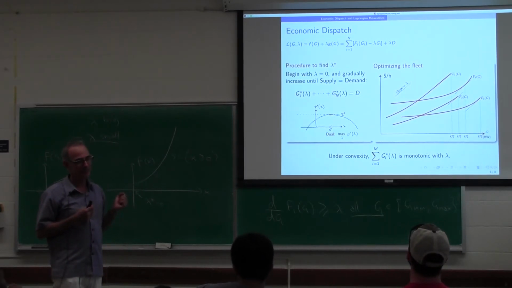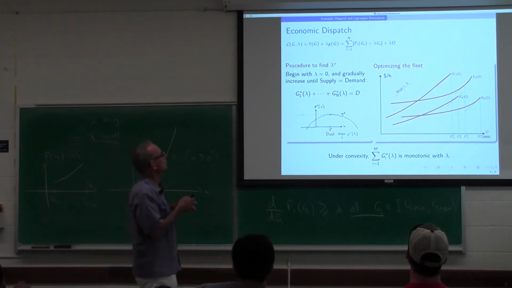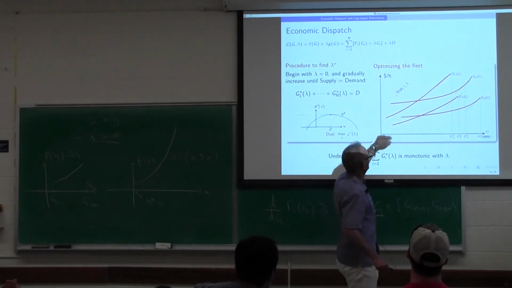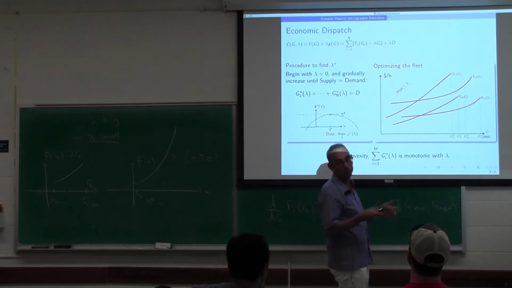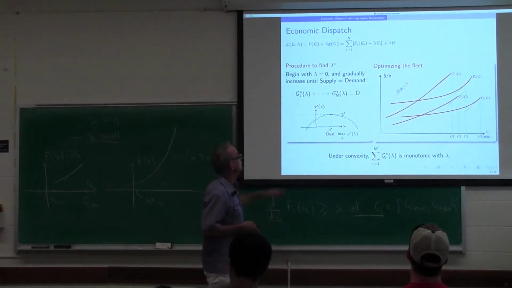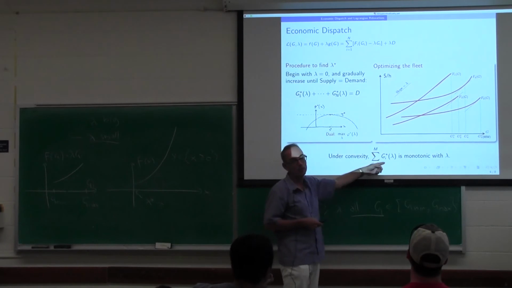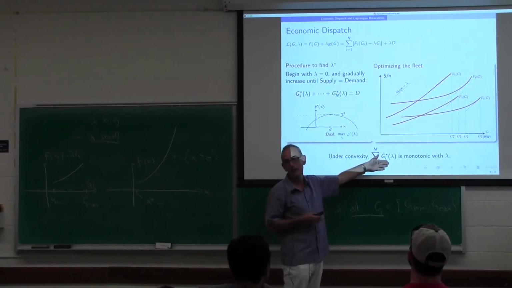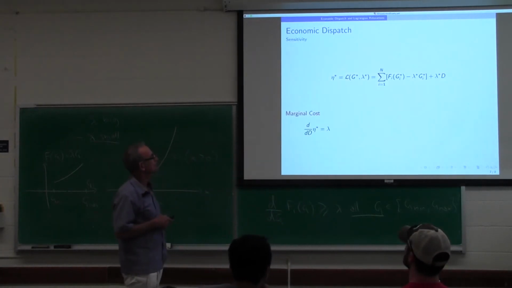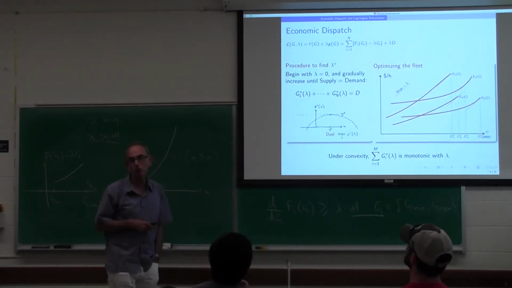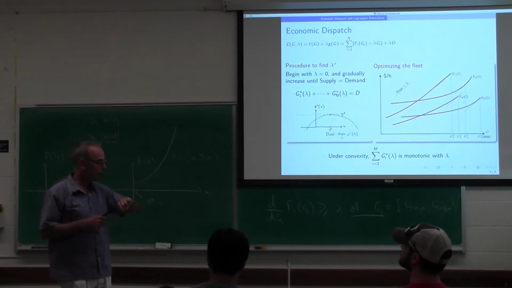All right. So with lambda equals 0, everybody would be at their minimum, from what we saw before, and you gradually increase lambda until you get a match. So as you increase lambda, this gets bigger and bigger until finally this is equal to the demand D, and you're done. That's it. Are you with me? So that's a graphical way of doing it.